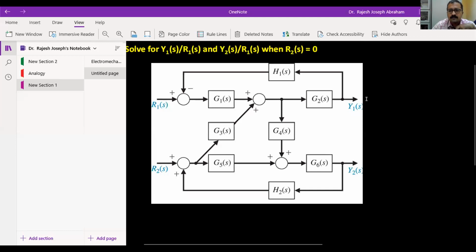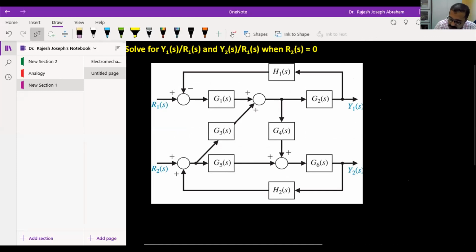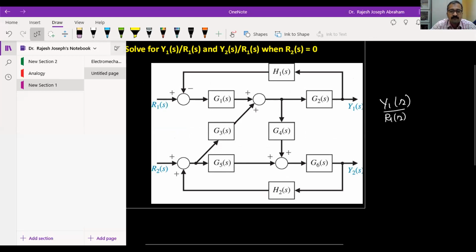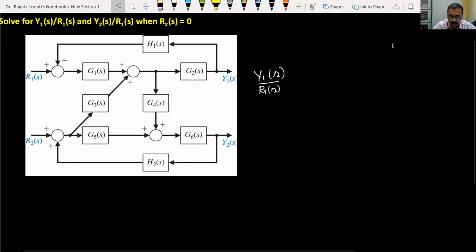Okay, so we'll continue. Solve for Y1(s)/R1(s) and Y2(s)/R1(s) when R2(s) is equal to 0. That's the question, so let us try solving that. You see here, the question is to find Y1(s) divided by R1(s). Fine, so how can we solve this?